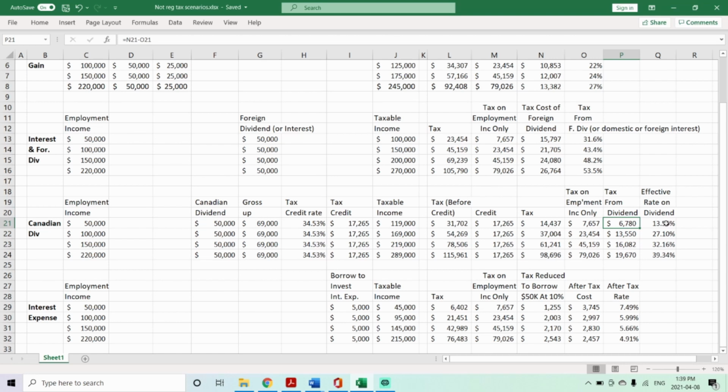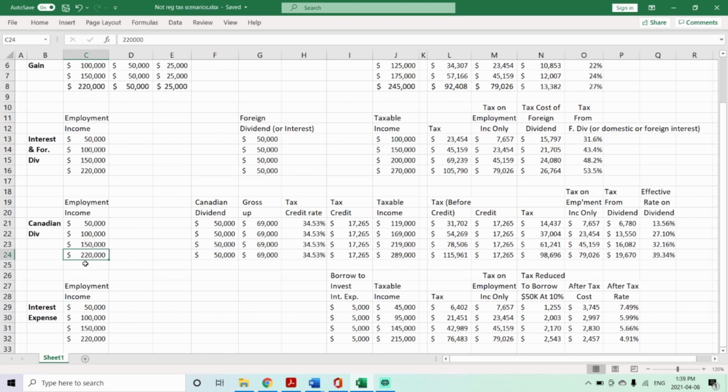So $6,780 divided by $50,000 worth of dividend is an effective tax rate of 13.56%. Dividends from Canadian corporations in the end receive preferential tax treatment.